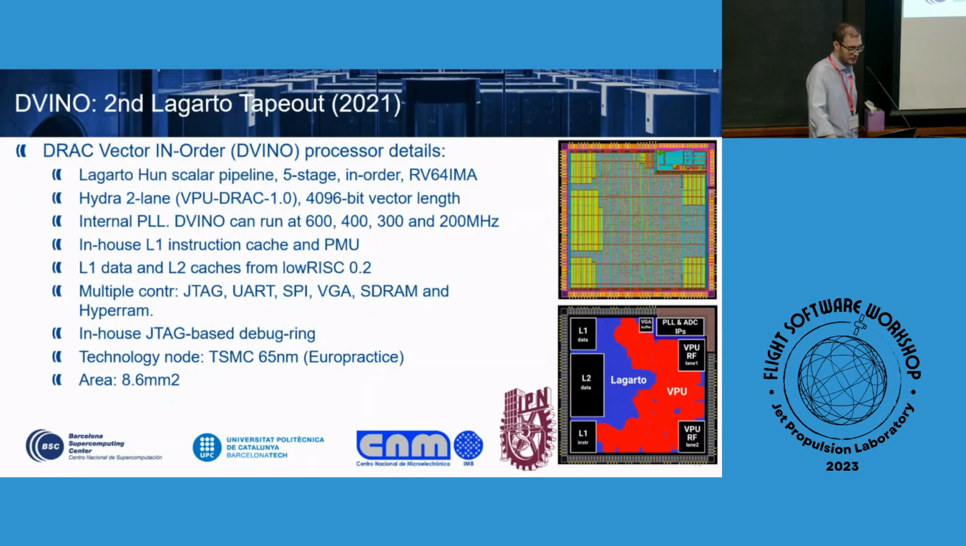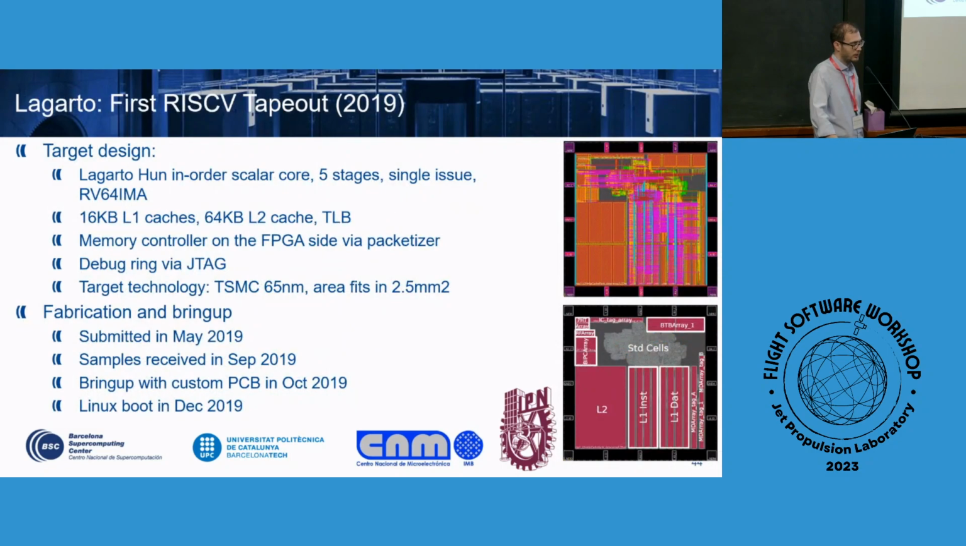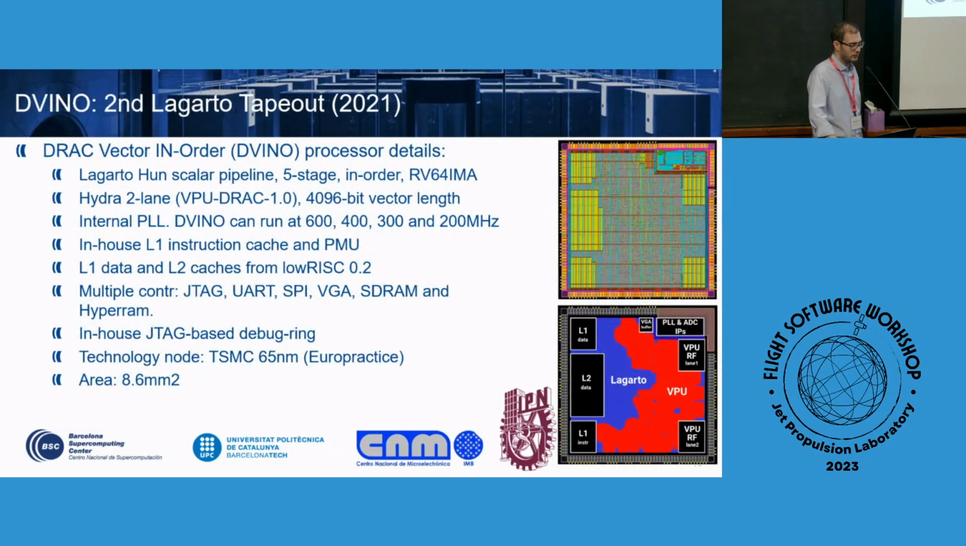For the second iteration, we have changed the instruction cache. In the first iteration, we were using the low risk SoC. So mainly we provided the RISC-V core, but gradually we are getting out of different components and we are implementing our own. So in the second iteration, we provided our own implementation of the instruction cache, and we included the performance monitoring unit. And that was also manufactured in TSMC 65 nanometers.